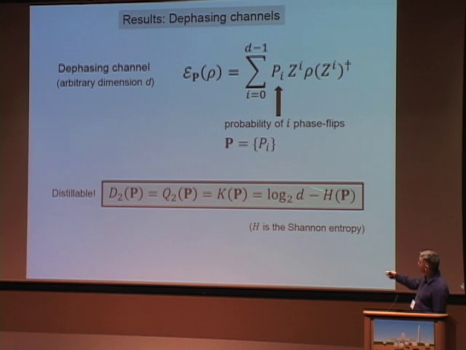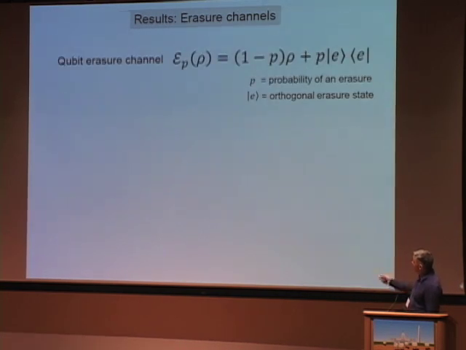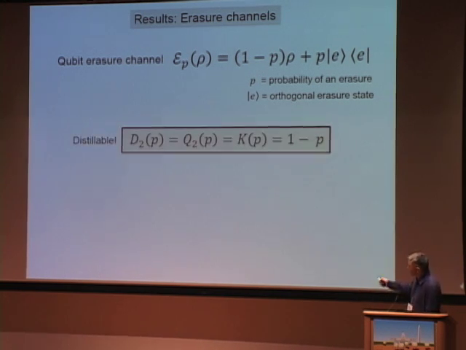The formula is just a little bit different. We have the dimension here and the channel entropy here for the alphabets. And then you have the erasure channel too. With some probability P, you have no output, so you have basically an erasure output. With some probability 1 minus P, you transmit the state perfectly. This is also distillable, and the two-way capacity is equal to 1 minus P.